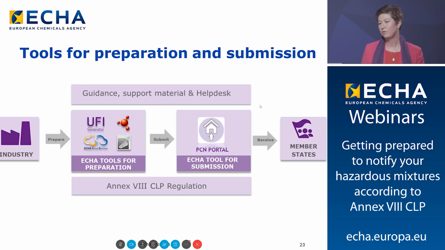The tools that we have for preparation, I mentioned already before, are the UFI generator and the PCN format, which is Euclid compatible. We also have ECHA Cloud services available to store a dossier, and a validation assistant, which can be used by notifiers to check the quality of their information before they submit. Of course, ECHA is also working very hard on a central submission system, which we call the PCN portal.